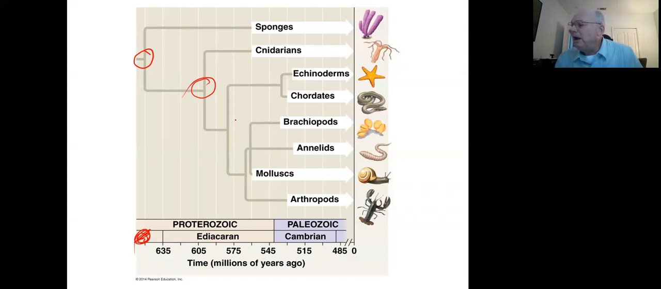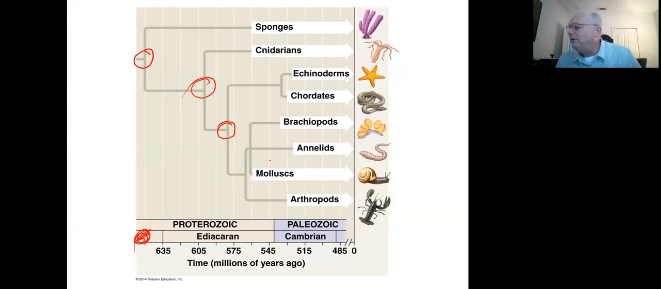And then we have another branch point. We think that the deuterostomes branch out from what used to be called protostomes, which is this other branch, also during the Ediacaran, again, based on molecular clock evidence. This is not based on fossil evidence, because there's very little fossil evidence to support this. This is based on molecular clock evidence.